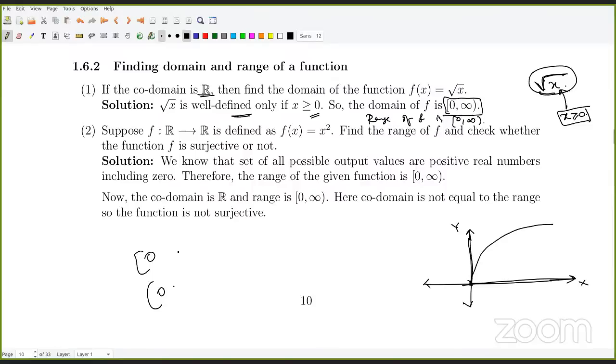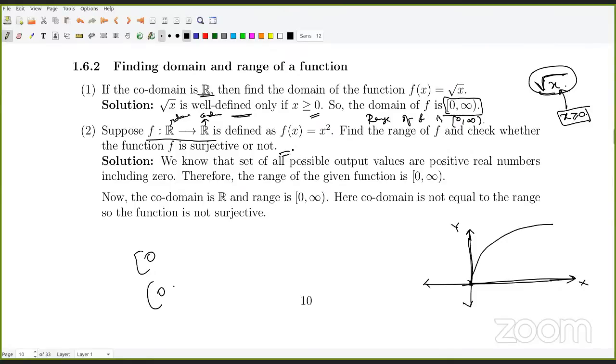Okay, sir. Now there is another question. f from R to R is defined as f of x is equal to x square. Now you see, when I said f from R to R, it is given that the domain is R and the codomain is R. Now find the range of f and check whether the function f is surjective or not.